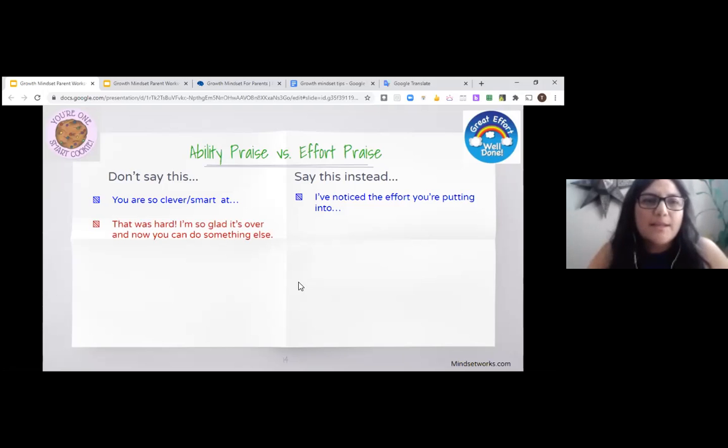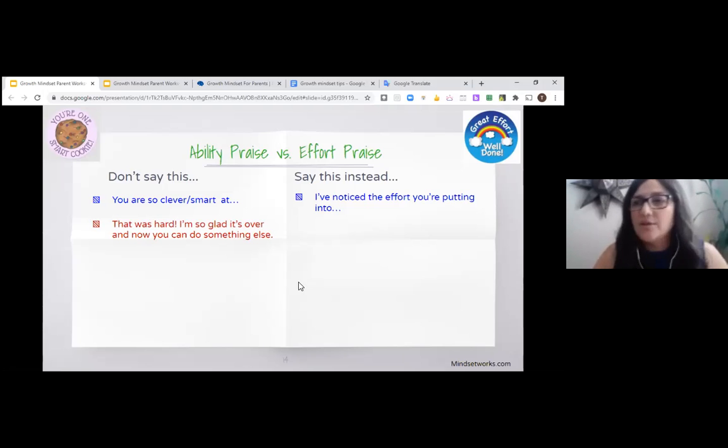The next example is, oh, that was hard. I'm so glad it's over and now you can do something else. Especially as a parent, when you're trying to support your child with something that you're not really sure how to support, you might say, oh, that was hard. I'm so glad you're not having to do this anymore. Let's do something else. When we convey that, we're also conveying that they can't do it, right?